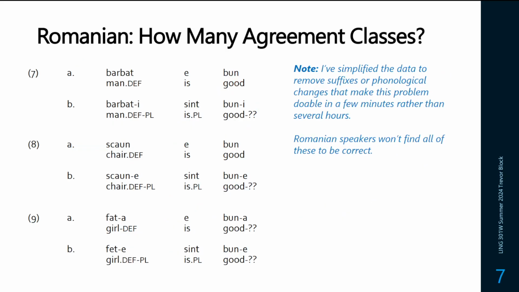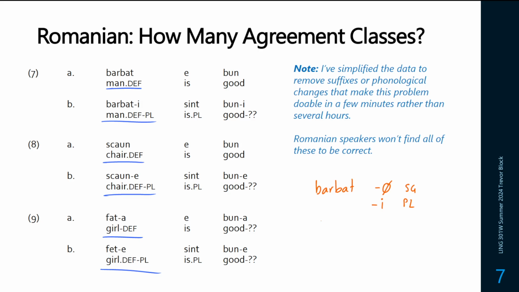Now, if we take a look at Romanian, we're going to find more agreement classes, and this is a good exercise in just looking at singular and plural together, because the forms of the nouns are important. So, for example, in 7, we have barbat. And how we should be thinking about this is a word that takes nothing in the singular, and it's a word that takes E in the plural. So that's at 7a and 7b. I'm just looking at the nouns here, so maybe I'll underline all of these.